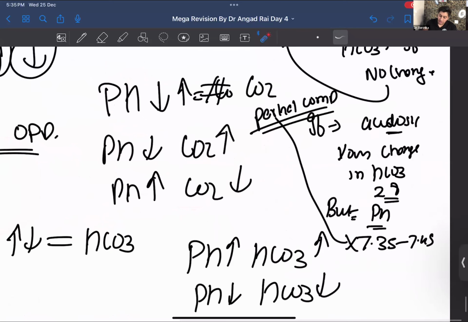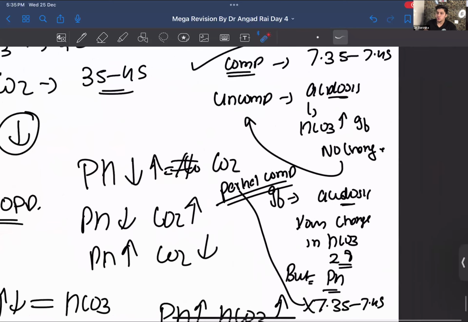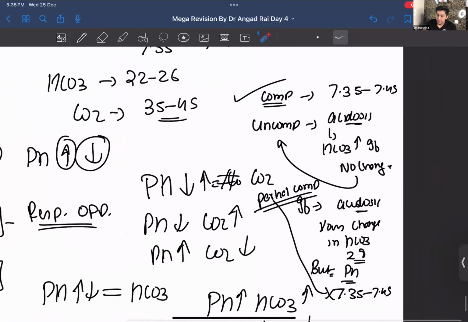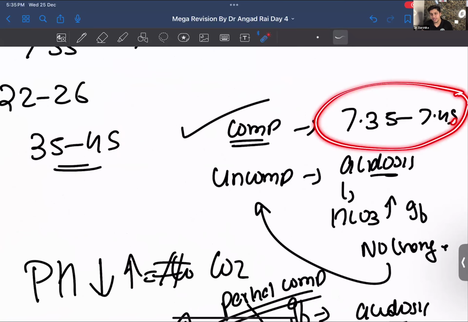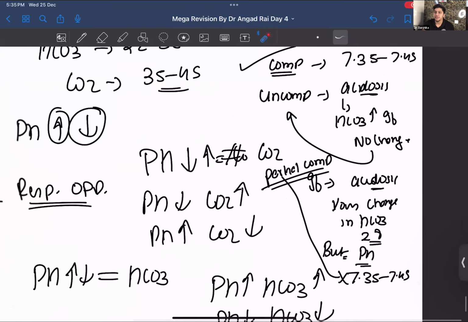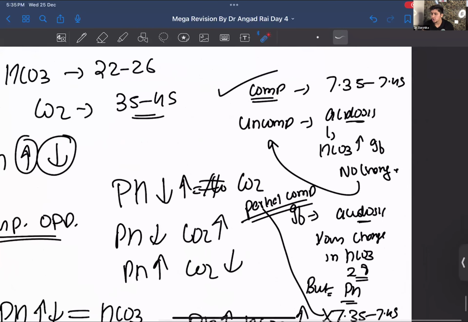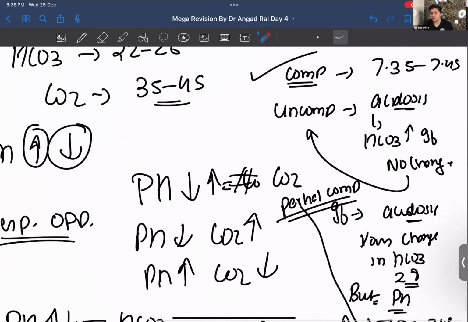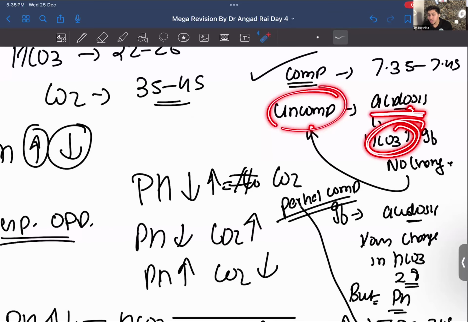To know the difference for compensated, whatever value you get, if it is coming between 7.35 to 7.45, it is compensated. Uncompensated means what? If, for example, we're taking an acidotic environment, to correct acidosis, metabolic will work by increasing bicarbonate. But if bicarbonate is not increasing, for example, in our exam it was 25, after it was also 25, means there is no change. The metabolic pathway is not helping, so it is uncompensated.